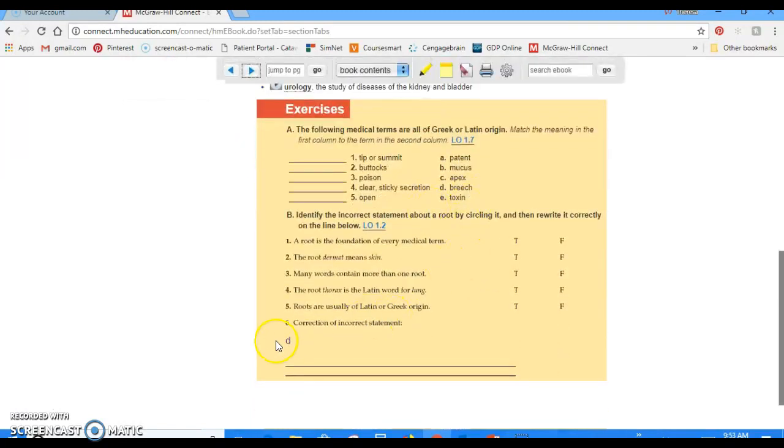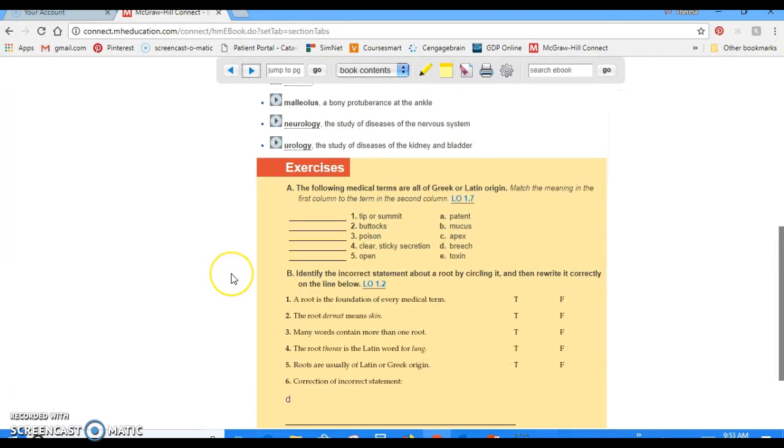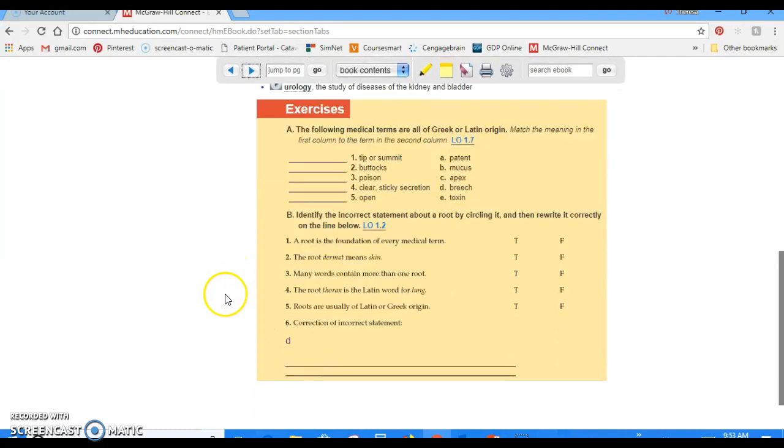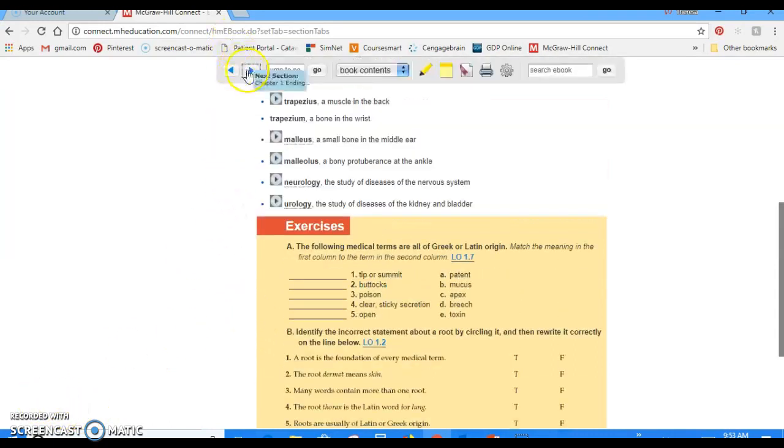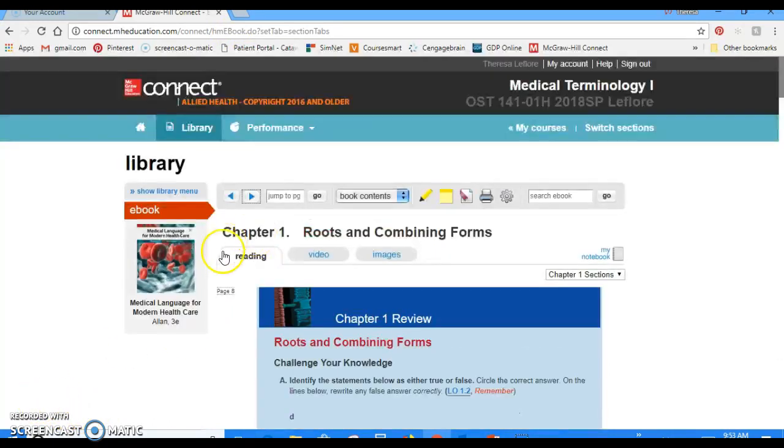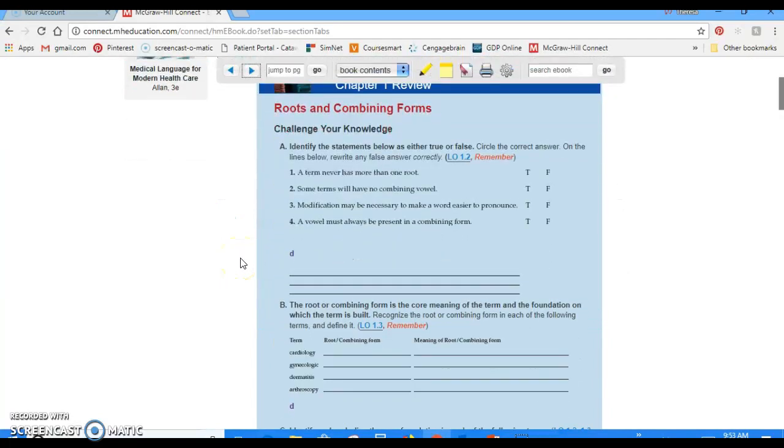These little exercises here are pretty handy, and if you would like to try them, just let me know and I'll check them for you. Let's go to the next section. And then there's a little review here about whether or not things are correct.